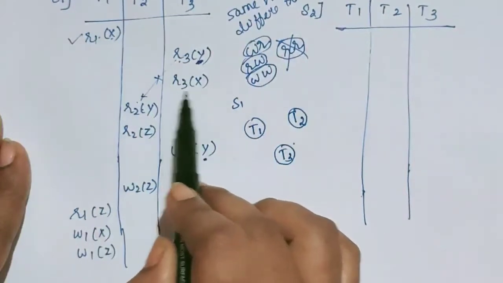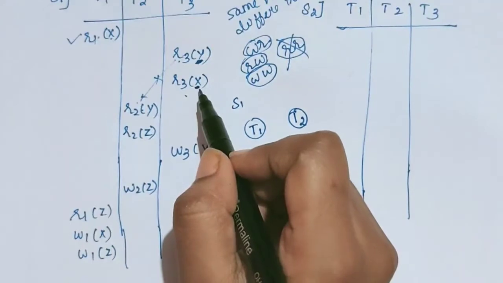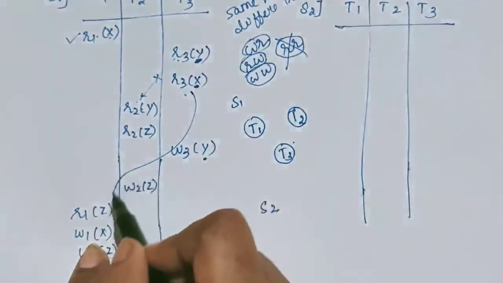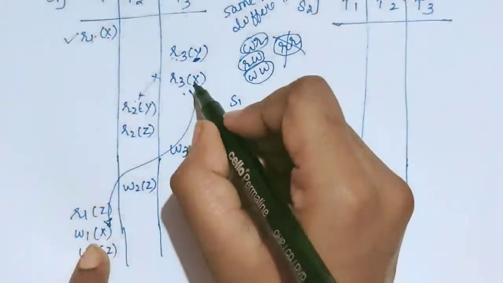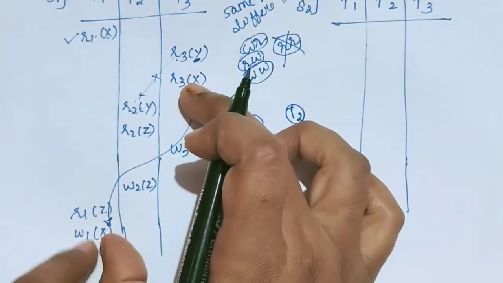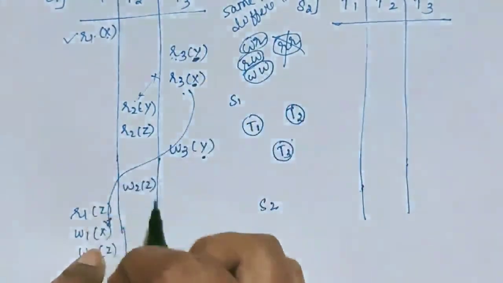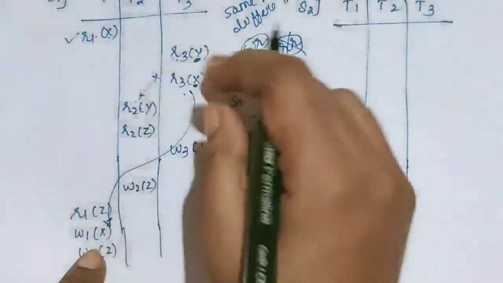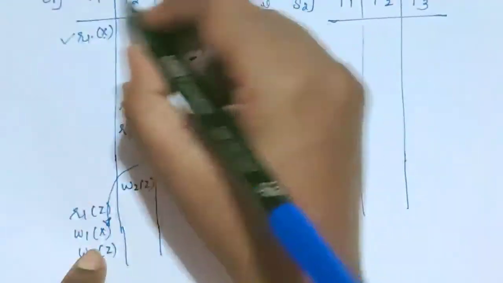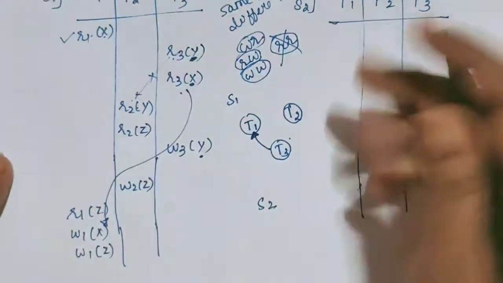Then again you have to check for this transaction, okay. Read of X, find anywhere X is there with a write operation. See, X is here, and it is a write operation. So from transaction T3 to W1 of X, this is a conflict pair. Same variable but different transactions. This is transaction 1 and this is transaction 3. So there is a conflict pair, T3 to T1. So you have to make this in the precedence diagram, T3 to T1, okay.